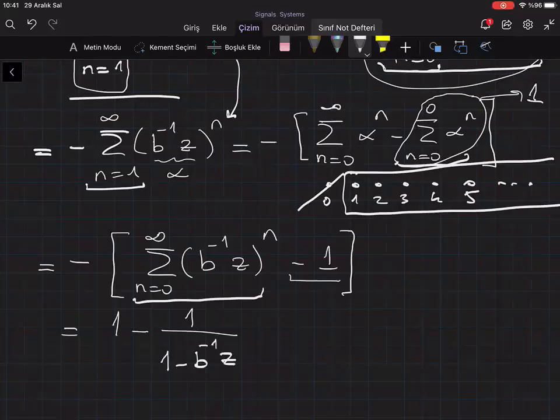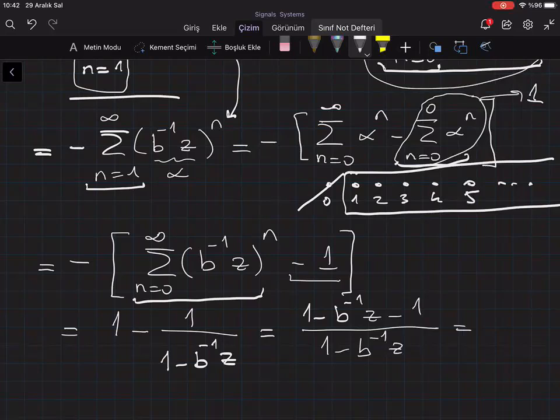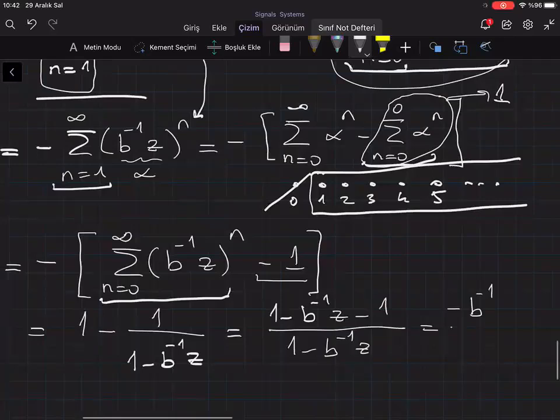Are you with me, guys? Did you understand this part? Yes? It's going to be equal to 1 minus b to the power minus 1 z, minus 1, divided by 1 minus b to the power minus 1 z, which is equal to minus b to the power minus 1 z divided by 1 minus b to the power minus 1 z. Is that okay arkadaşlar? Yes.